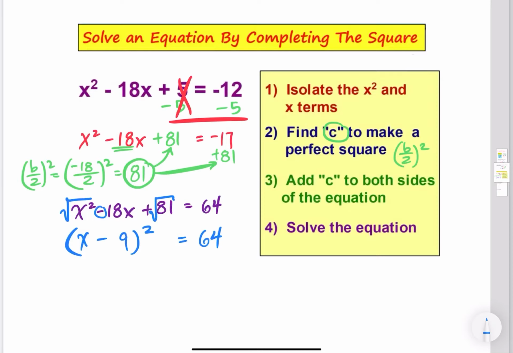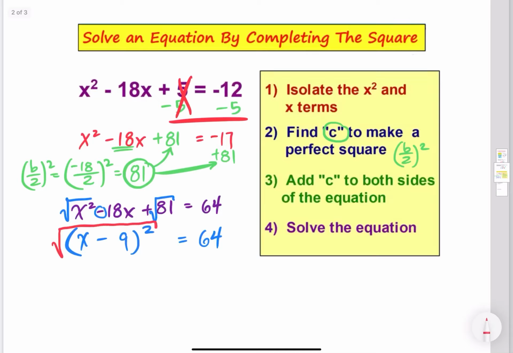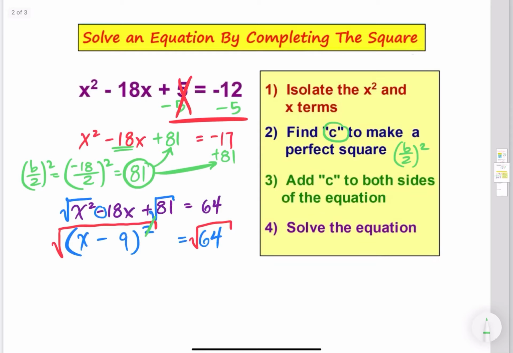So now what we're going to do is we want to get x by itself, and to get x by itself, I got to get rid of that square, which means I got to do the square root. So what we do on one side, we'll do to the other. The square and the square roots will cancel each other out, leaving us with x minus 9 is now equal to, well, the square root of 64 is not just 8, but plus or minus 8.